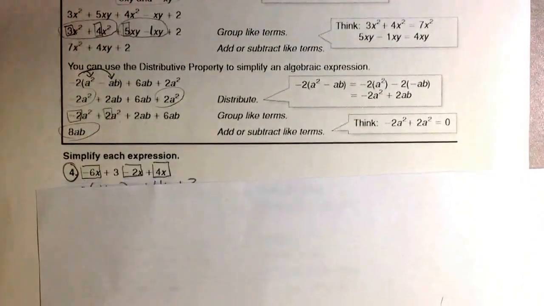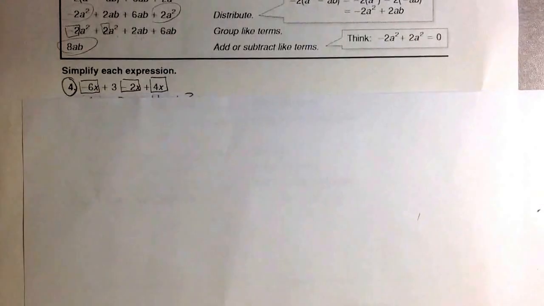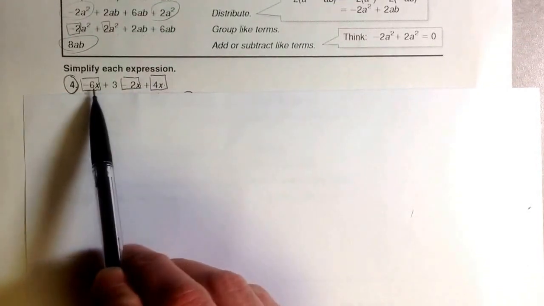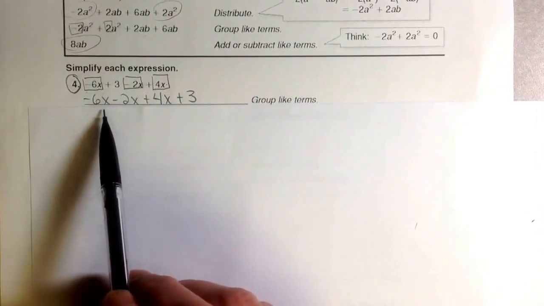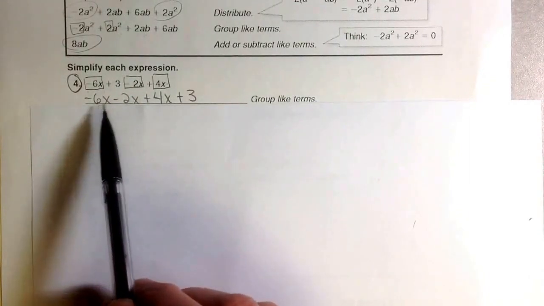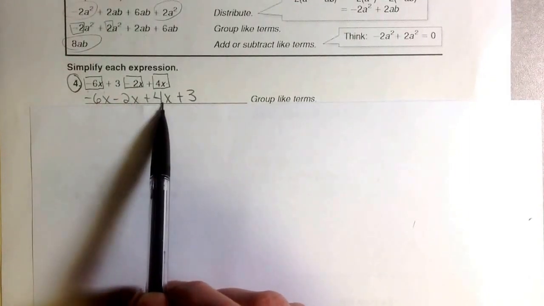So let's try this one down here, number 4. I've put boxes around the like terms. They're like terms because each one of them has an x to the first power. So these will get combined. I lined them up with like terms, so minus 6x, minus 2x, plus 4x, and then we have that constant plus 3. That's grouping the like terms.